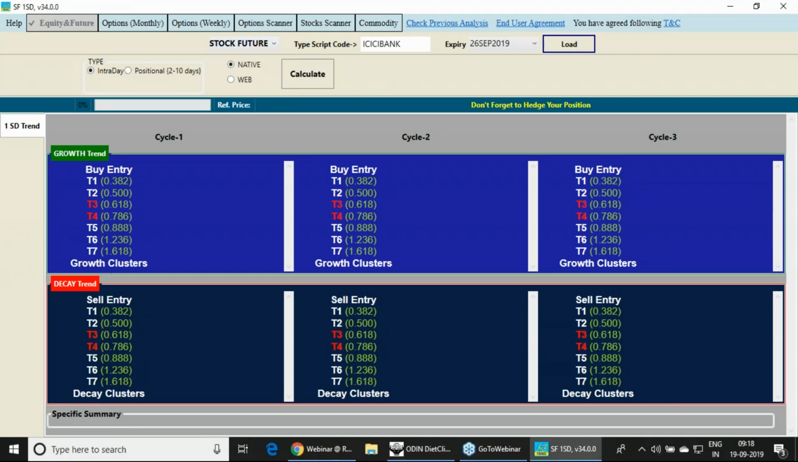Now the question comes, there are two other buttons here, native and web. So I want to do this for ICICI, again I want to do it for SBI, again I want to do it for Infosys.